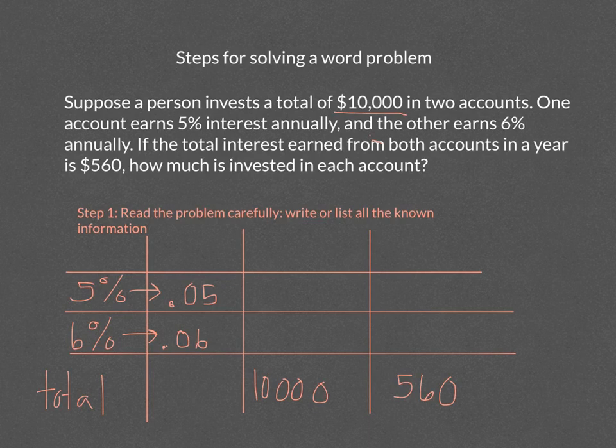Now, when you're reading the problem carefully, another important thing is to understand what is being asked. So in this case, we are asked to find how much was invested into each account. Well, we know the total amount invested into each account, but we need to figure out how much was invested into each individually. So that leads us to our next step.